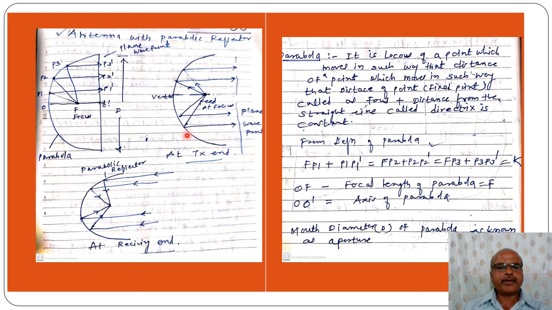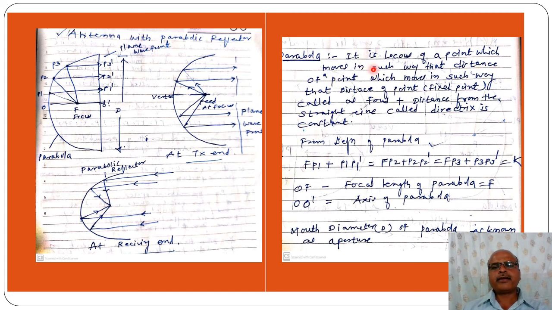So this is the basic structure of a parabola, and at the transmitting end, when electromagnetic waves are transmitted from this feed or focus point, these rays are reflected from this paraboloid in parallel fashion as shown in this figure. And also at the receiving end, when these electromagnetic rays come, they reflect back and come to a single focal point, and we will get a strong receiving signal, and this is the advantage of this paraboloid.